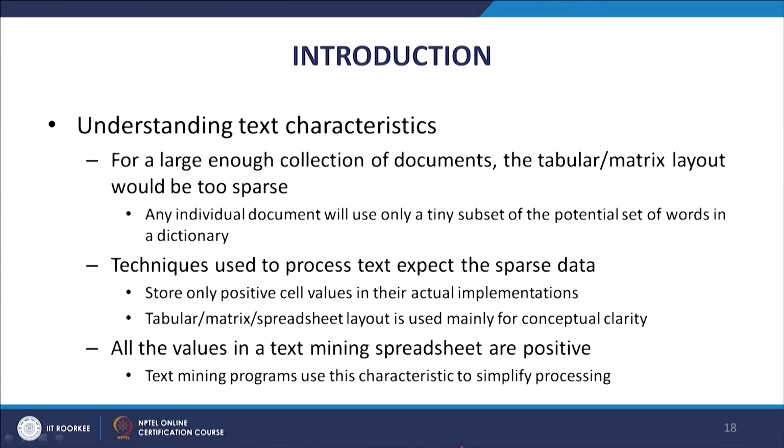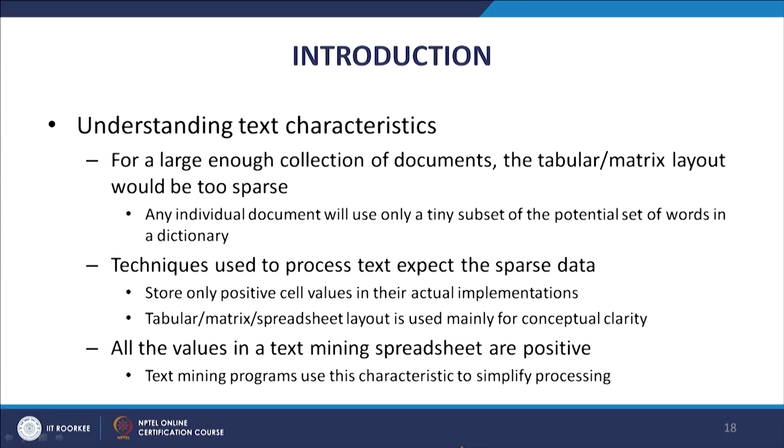We would be processing this data, and if there are more attributes, more words to be displayed along the column side, then we will be dealing with a large data set which is going to be too sparse. The same thing is mentioned here: any individual document will use only a tiny subset of the potential set of words in a dictionary.